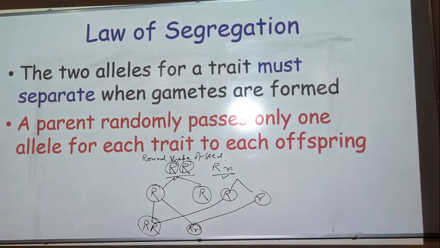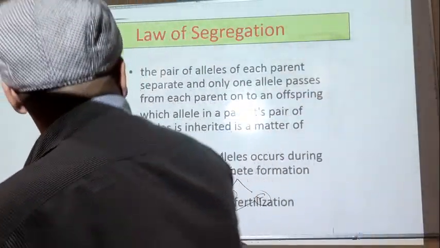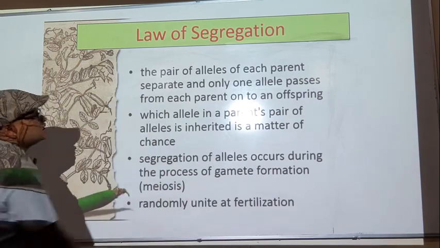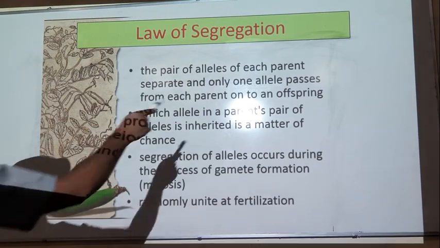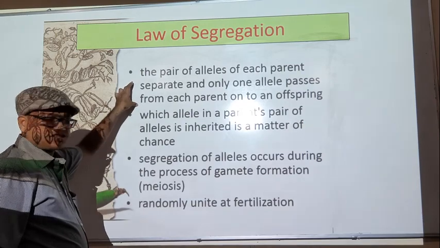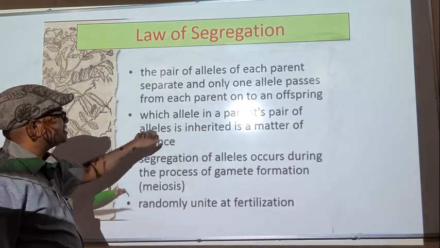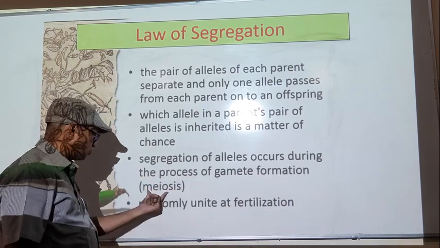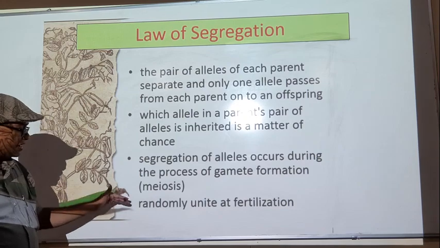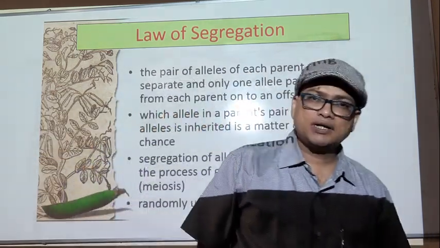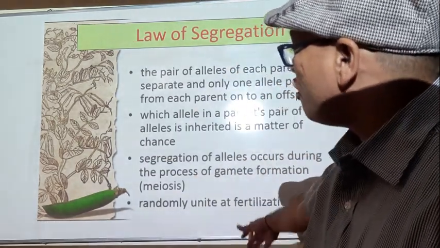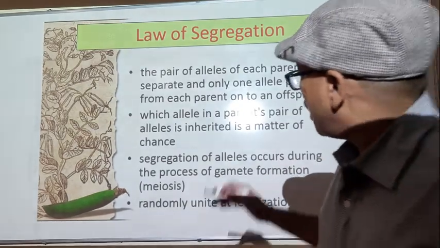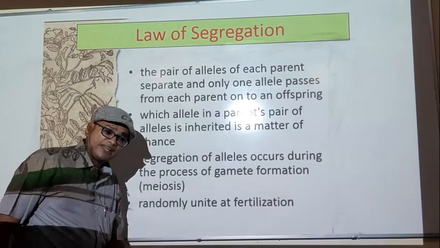In the law of segregation, the pair of alleles of each parent separate and only one allele passes from each parent onto an offspring, studied earlier. Which allele in a parent's pair of alleles is inherited is a matter of chance, and segregation of alleles occurs during the process of gamete formation, during the meiosis, and these randomly unite at fertilization. Now, these are the basis of variations also. In the introductory video, we have studied about the variation. Now, the law of segregation is the basis of variation also.